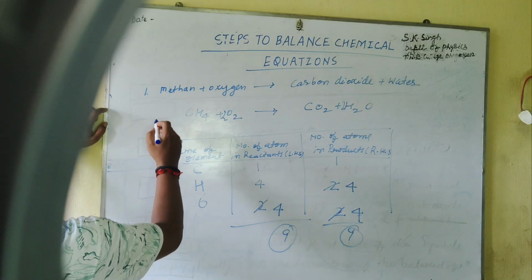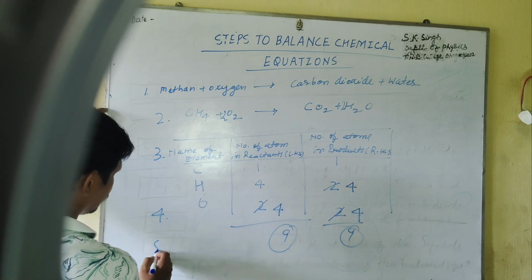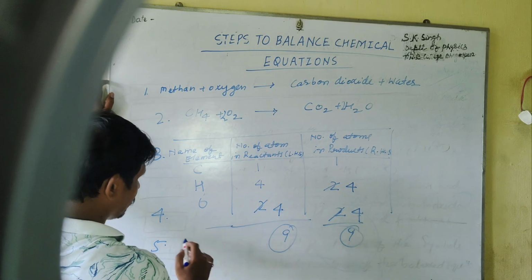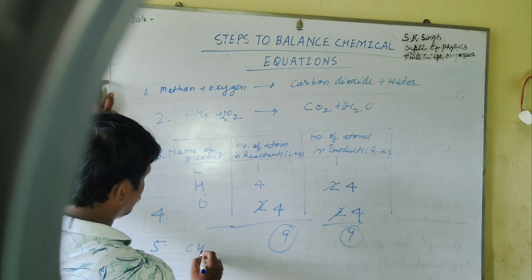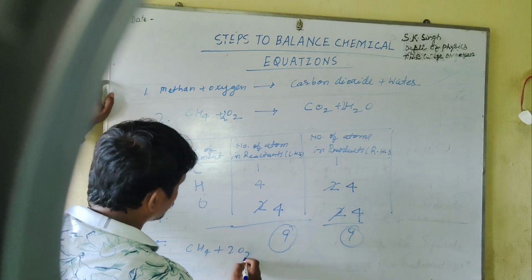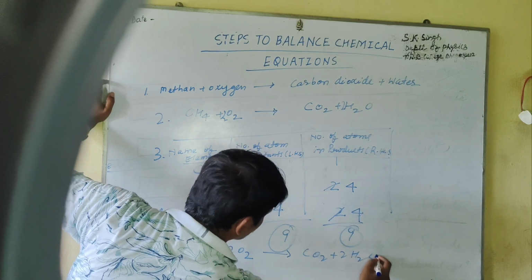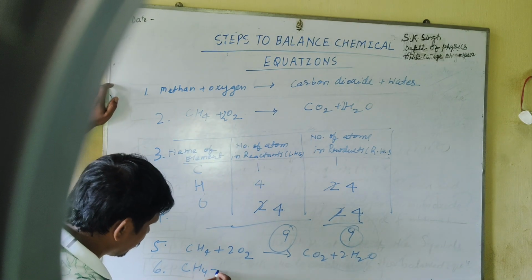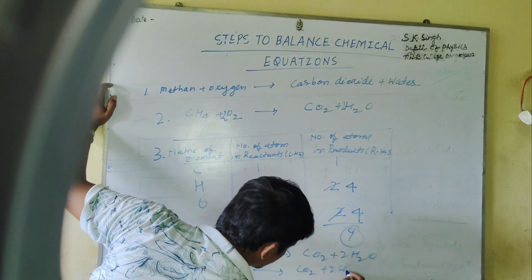This is the first step, second step, third step, fourth step, count the equation, fifth step, write down the balanced chemical equation on both sides. Just write it: CH4 plus 2O2 gives CO2 plus 2H2O. After that you write the CH4 plus 2O2, CO2 plus 2H2O.